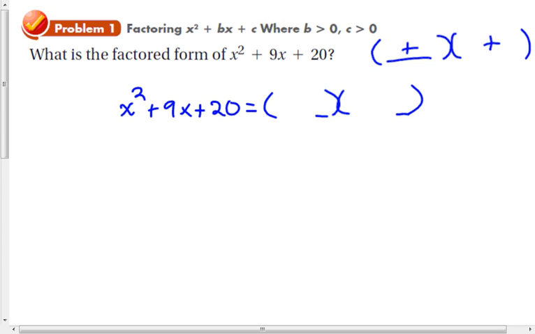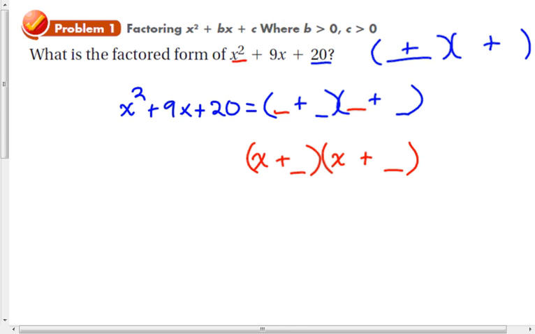These last two numbers here, there's going to be a plus in the middle. The last two numbers multiplied together will equal 20. So I need two numbers that have a product of 20. And also when I do FOIL, the first two terms multiplied together will equal this term, x squared. So I know that my first two terms are going to be x and x. And then I know my last two terms have to multiply together to equal 20. So it's going to be of this form.